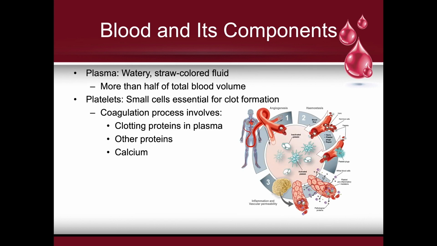Plasma is that watery straw-colored fluid, and more than half of your total blood volume is plasma. And 92% of your plasma is water. 8% is dissolved substances such as chemicals, minerals, nutrients, all that stuff, globulins, if you will. Platelets are small cells essential for clot formation. The coagulation process is a complex series of events also involving your clotting proteins in the plasma, your other proteins, and some calcium as well.